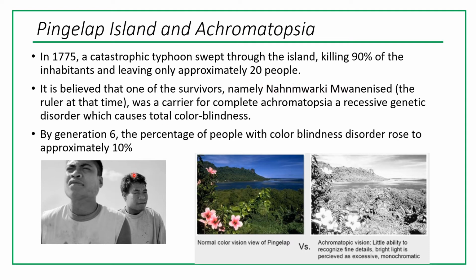And that means maybe some guys with normal vision over there just couldn't pass their normal genes. But this ruler guy, he passed this gene for achromatopsia to his kids. So by generation 6, the percentage of people with the color blindness disorder rose to approximately 10%. Right? So that was a small population, and in this population, the random changes within the gene pool made it a little bit different from the rest of the people. So that's called founder effect.